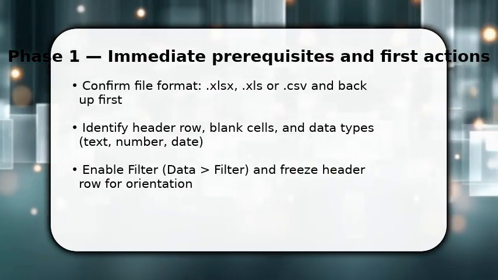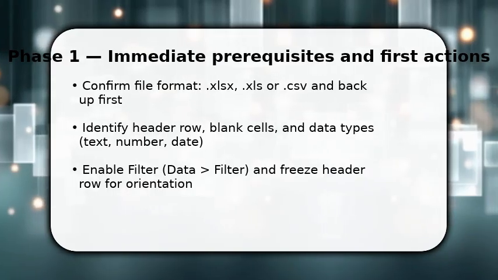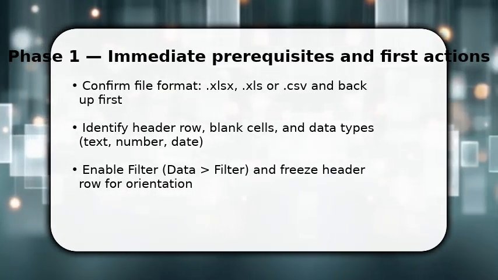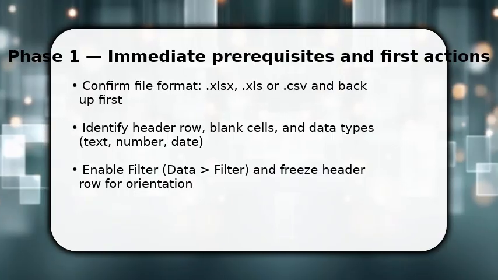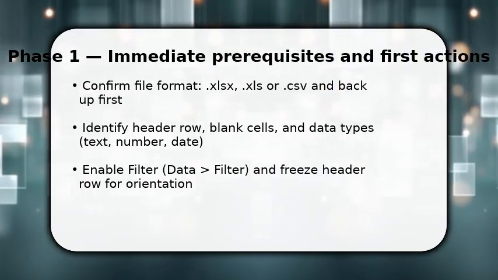Next, enable Data Filter and freeze the header row to keep context while you scroll through thousands of rows. This speeds searching and prevents accidental edits.